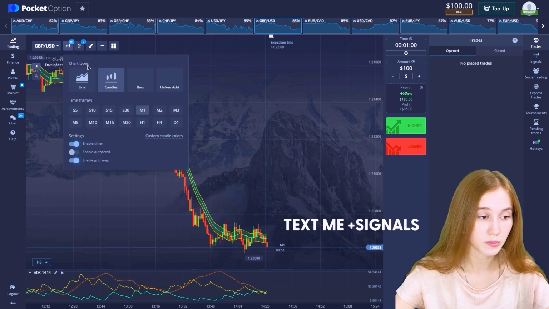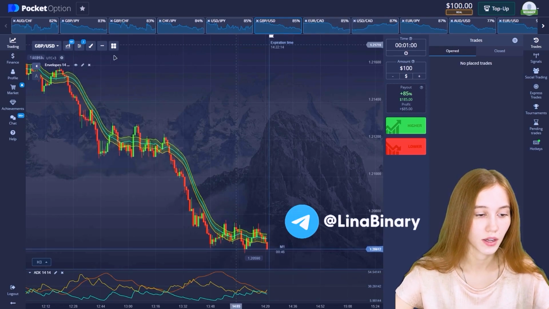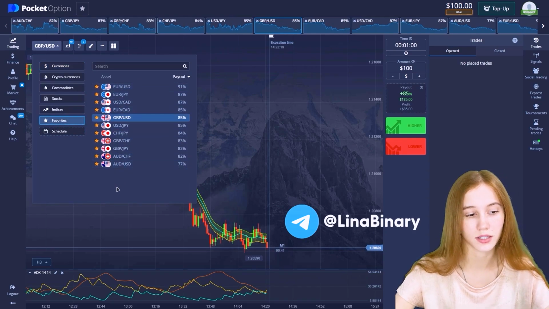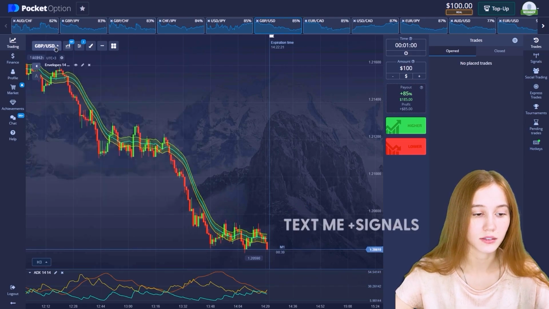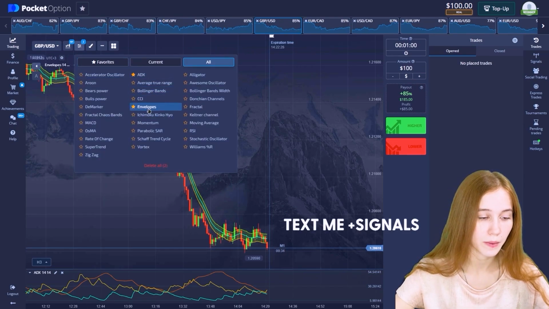Also trade on currency pairs, and here are today's currency pairs. We'll also use two necessary indicators today. These are ADX and Envelopes. Let me tell you a little about these indicators. I'll start with the first one.